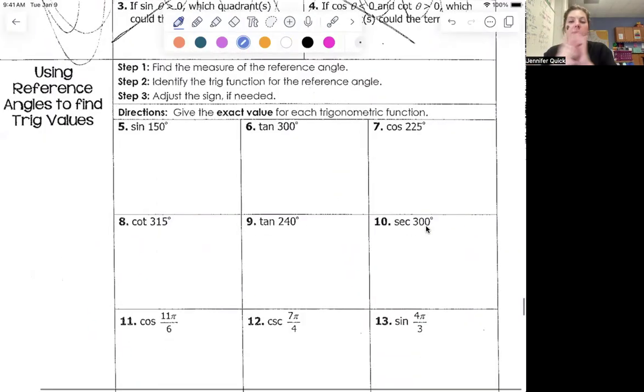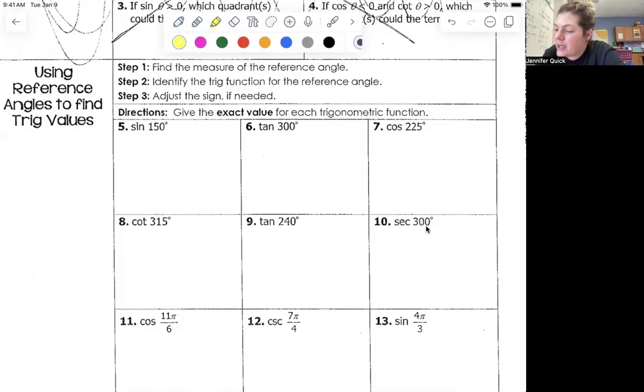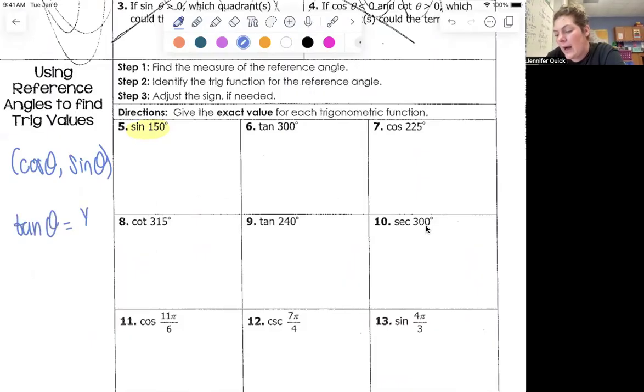Okay. So here's the types of questions that you would be asked. Given the unit circle, it'll say find the exact value for each trig function. Remember sine, cosine and tangent. We wrote down that the cosine was the x value and the sine was the y value of that coordinate on the unit circle. And the tangent of theta is equal to y over x, which is the sine of theta over the cosine of theta, based off of just the coordinate right there.